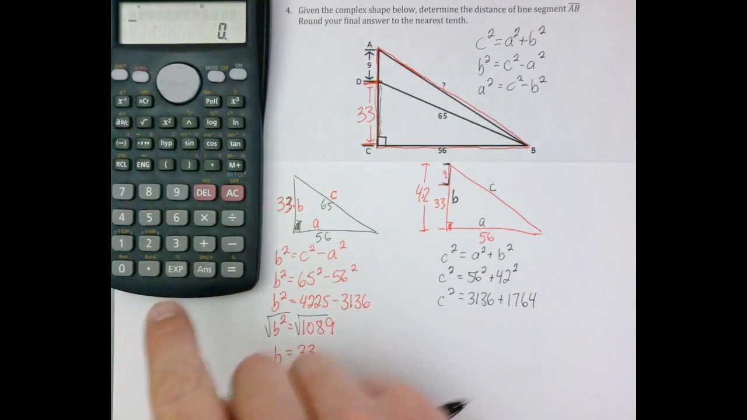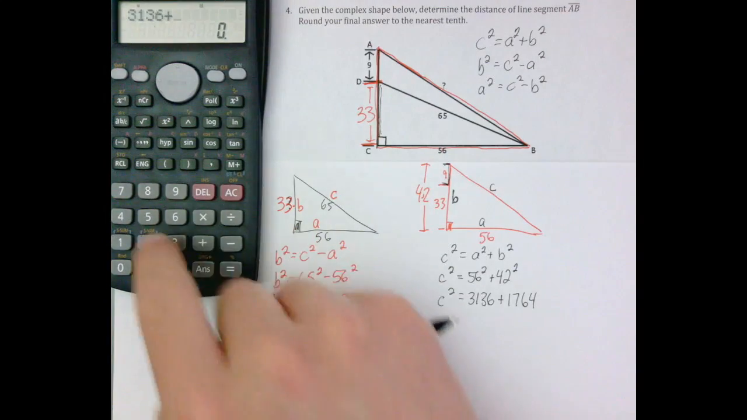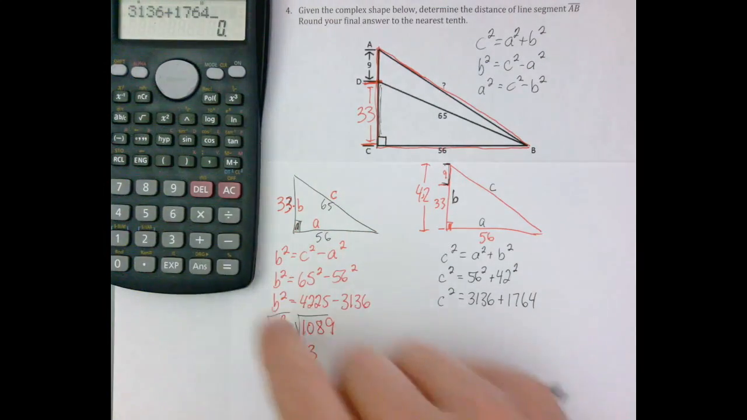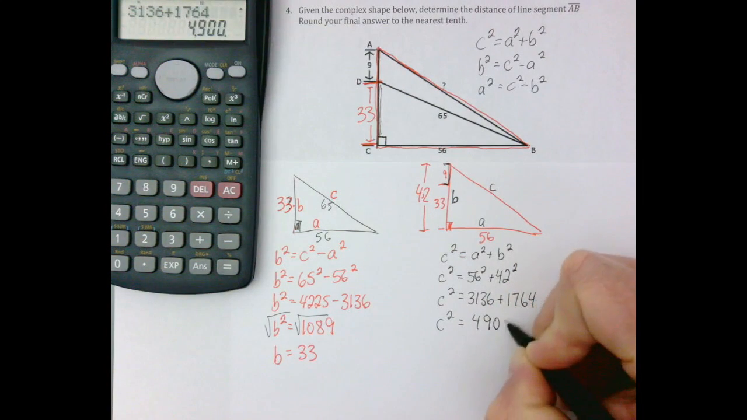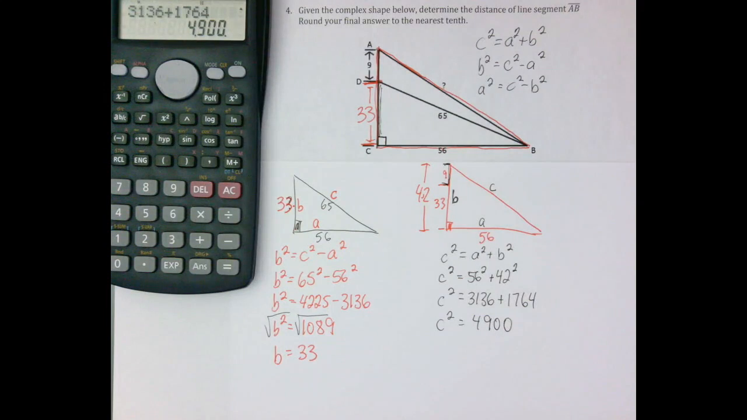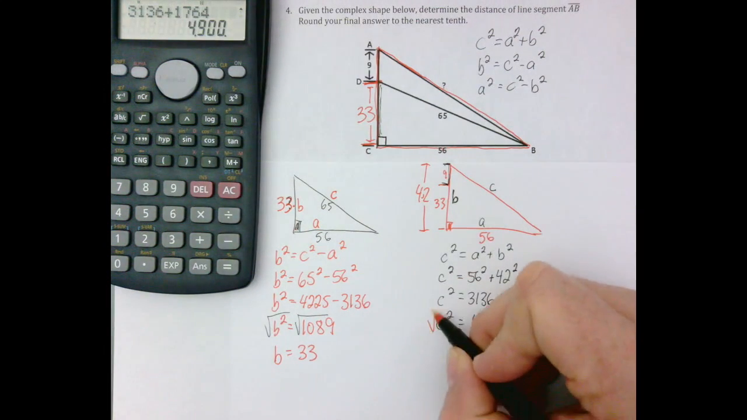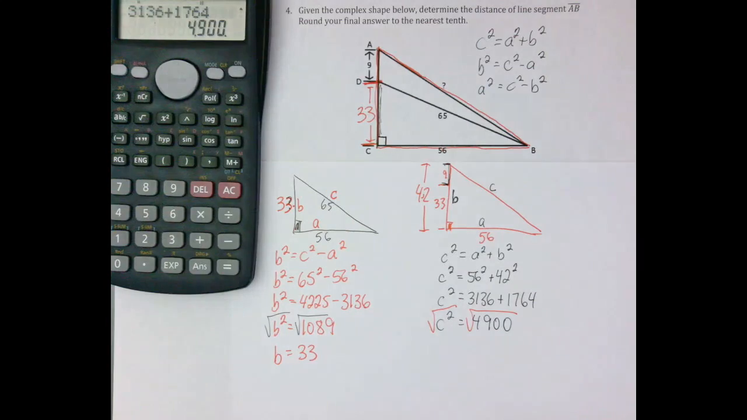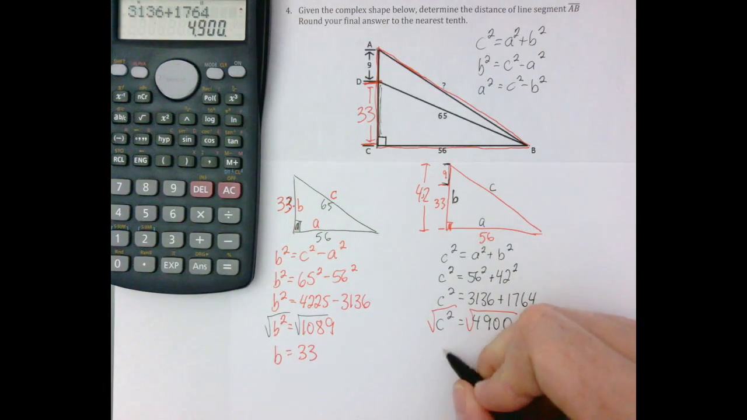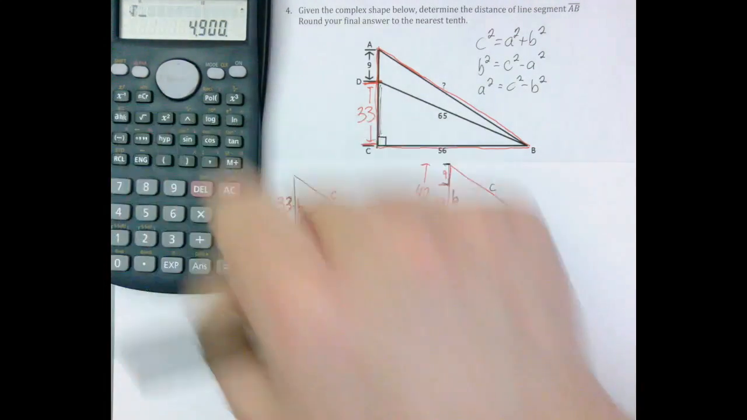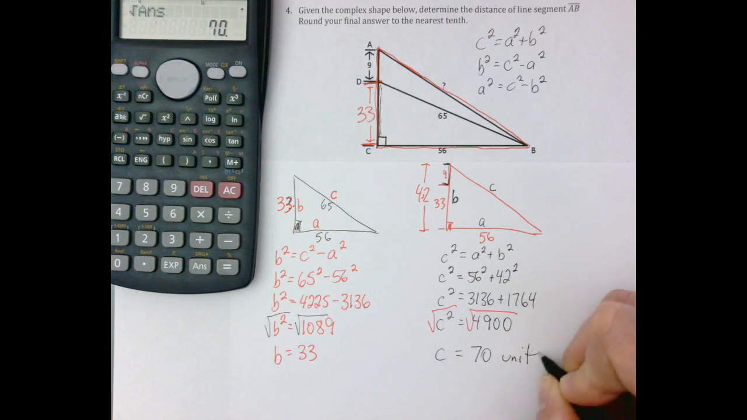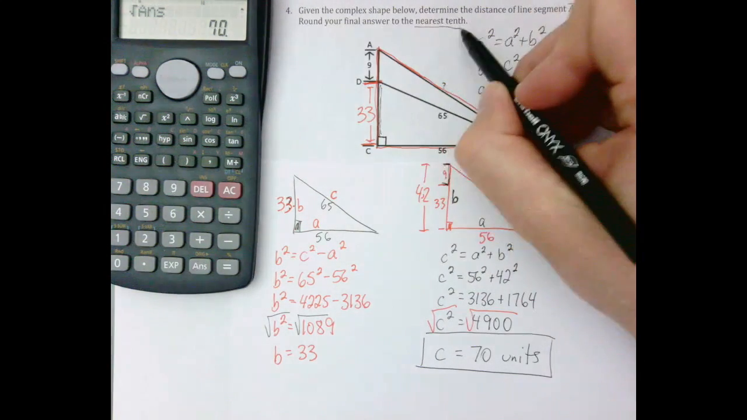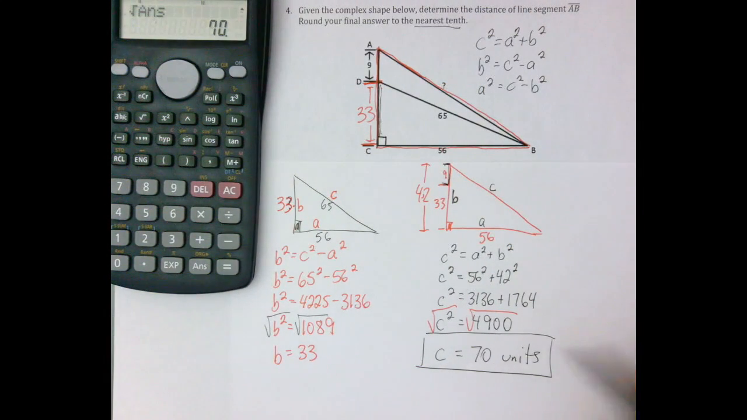That'll give me c squared, 3136 plus 1,764. c squared is 4,900. I wasn't looking for c squared though, I was looking for c, so I'm going to take the square root of both those sides. And that leaves me with an answer for c of 70 units. That's the final answer to this question. Even though they wanted it rounded to the nearest tenth, with no decimal I can leave it just the way it is.